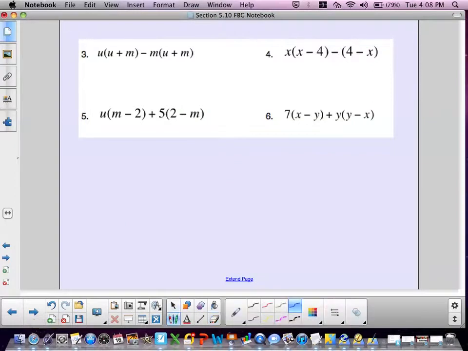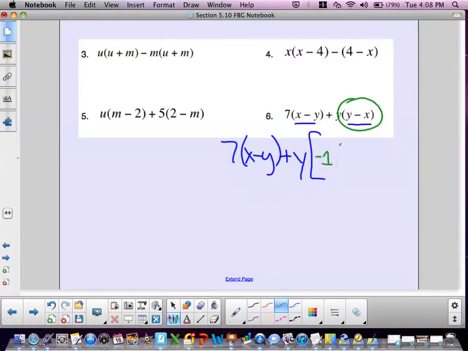Number 6, same problem type again. I have x minus y and y minus x. If I copy 7 times x minus y with the addition sign as it's given and the y, but now I'm going to factor a negative 1 out of this term, which allows me to then write it as x minus y. And if I check myself, negative 1 times x gives me negative x, and negative 1 times negative y gives me positive y. So I have not changed the meaning or changed the value of anything.